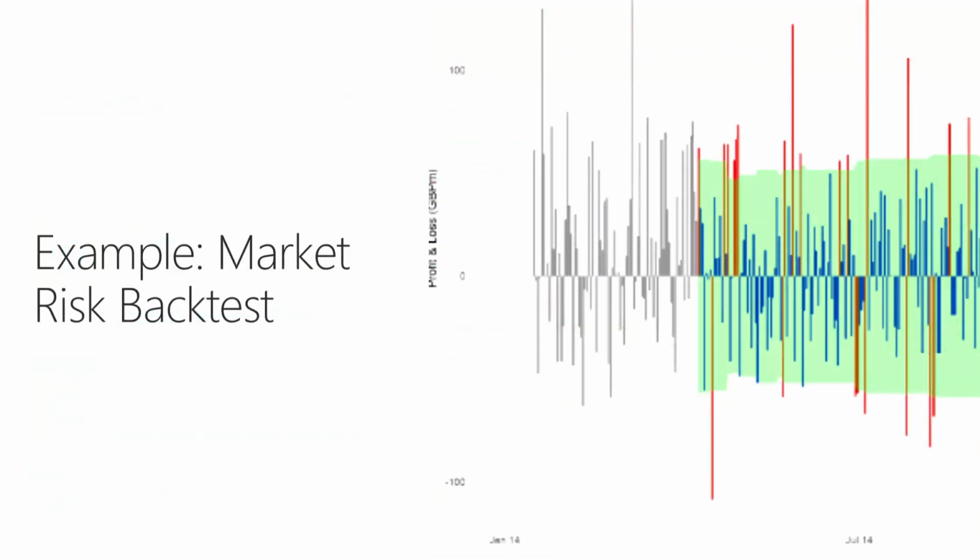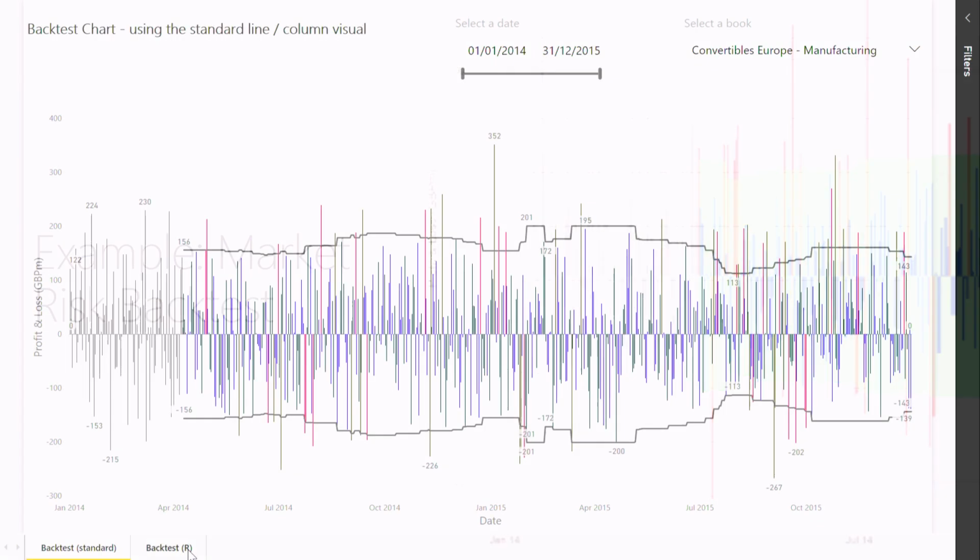Okay, the first one we want to talk about is something called the market risk backtest. If I press 6, I hope that you will see, yes, this is a chart built with the Power BI visual. I'm showing it in the Power BI service here. And it is a very important chart in market risk.